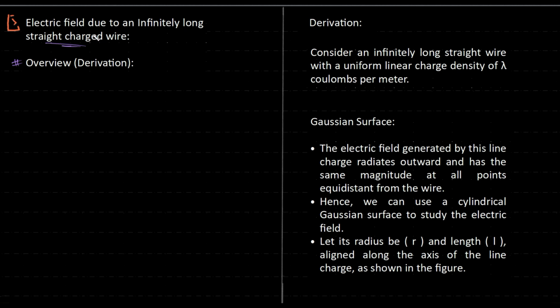So let's apply the knowledge that we have gained till now. Let's pick up a scenario which is close to the real world. We're picking up an infinitely long straight charged wire. A simple scenario, but at the same time, it's not just imaginary. We do see this kind of scenario, that is, a straight wire.